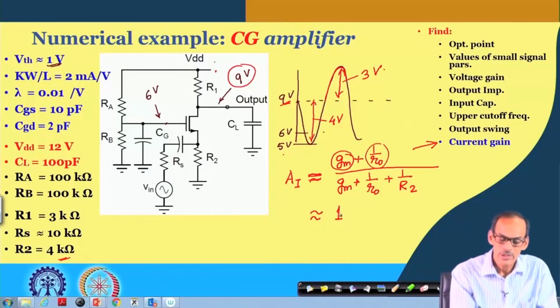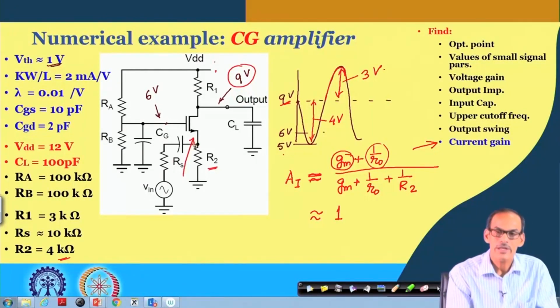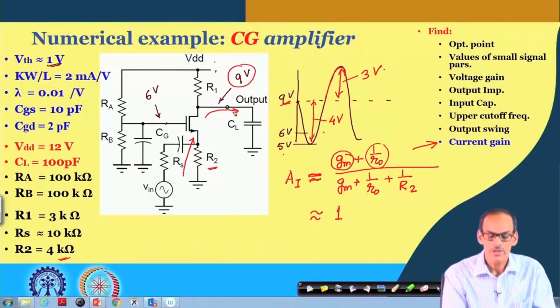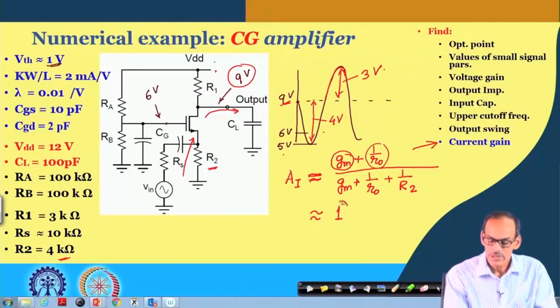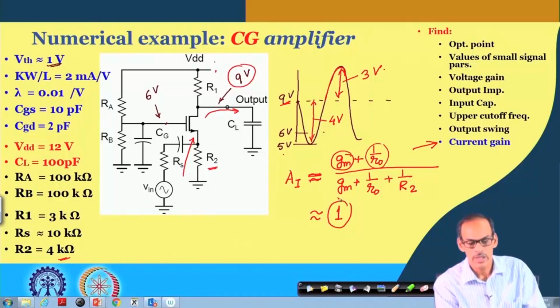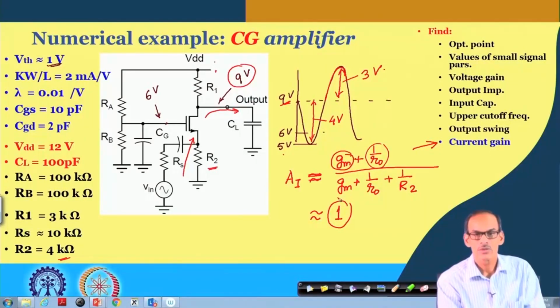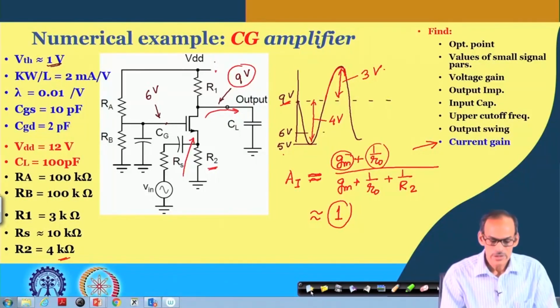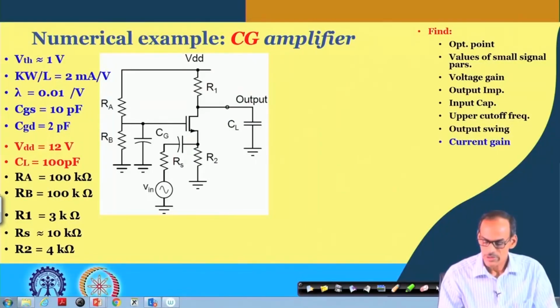In fact, if you ignore this resistance, whatever signal current is entering the source, the same current is flowing here approximately. So, that is an indication that the current gain of the common gate amplifier is close to 1. So, that completes the numerical examples we have planned.